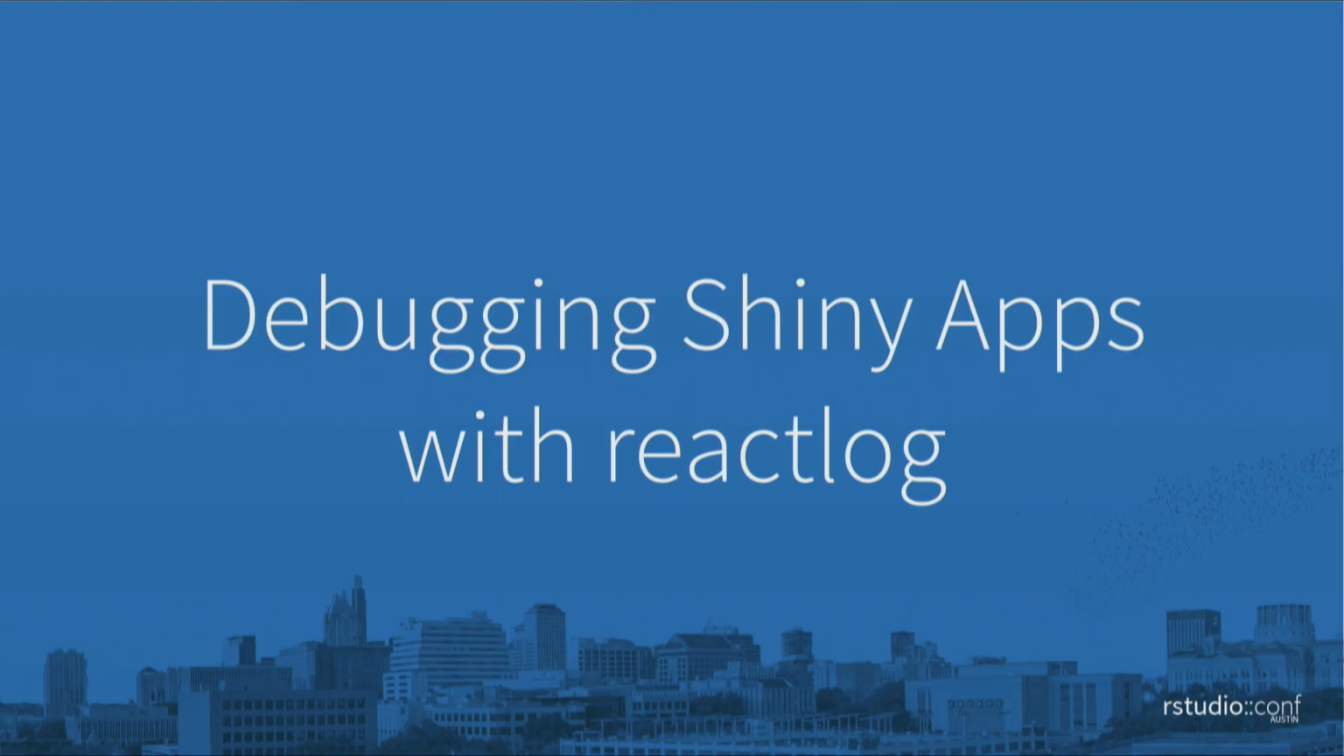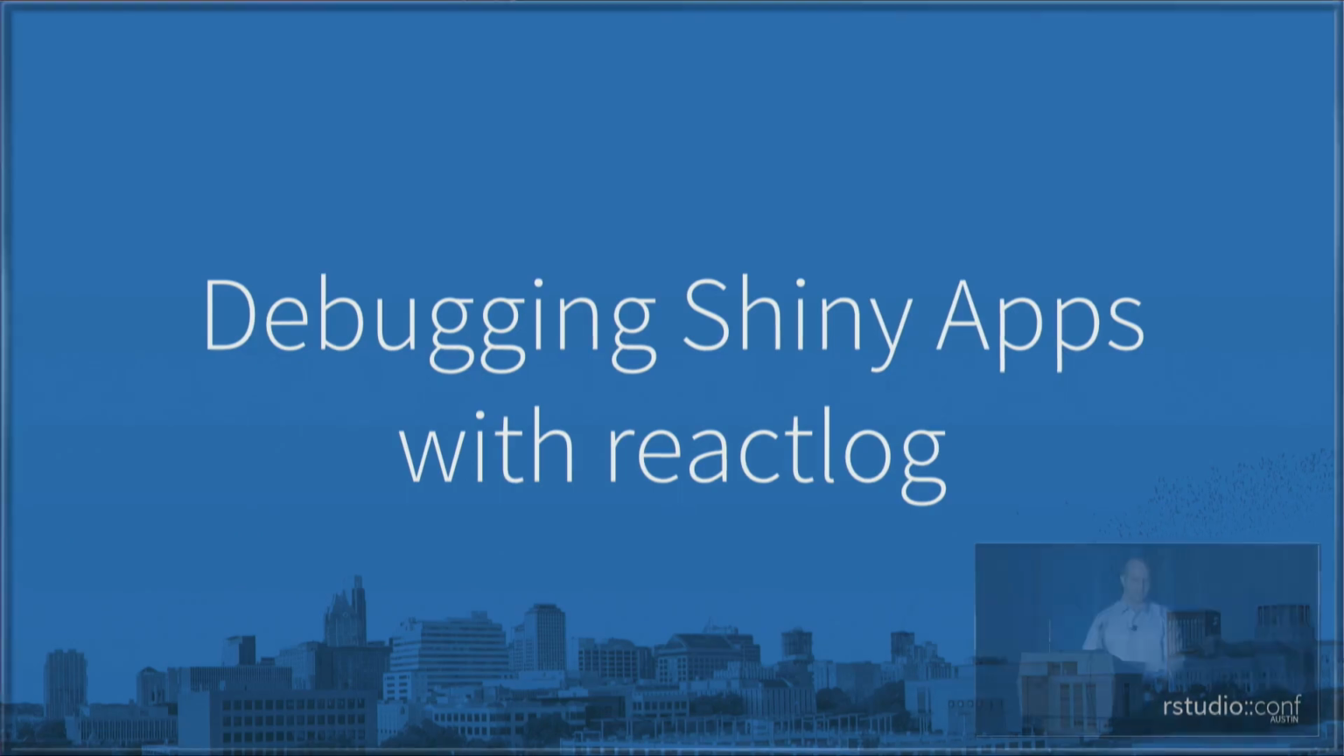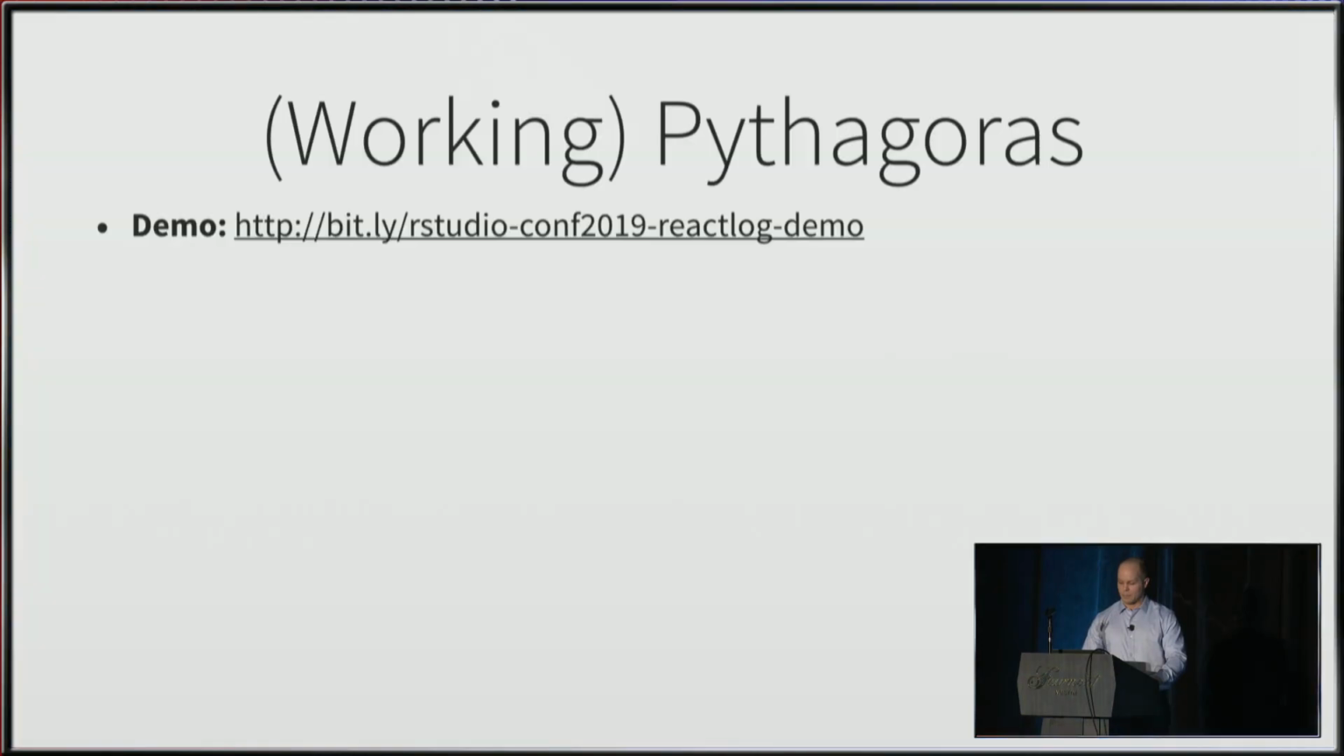Okay, so fun stuff. Let's start debugging some Shiny applications with Reactlog. So Pythagoras. I'm going to do a demo application with Pythagoras' Theorem because if I were to explain that I'm going to calculate C, we already know how this app should work.